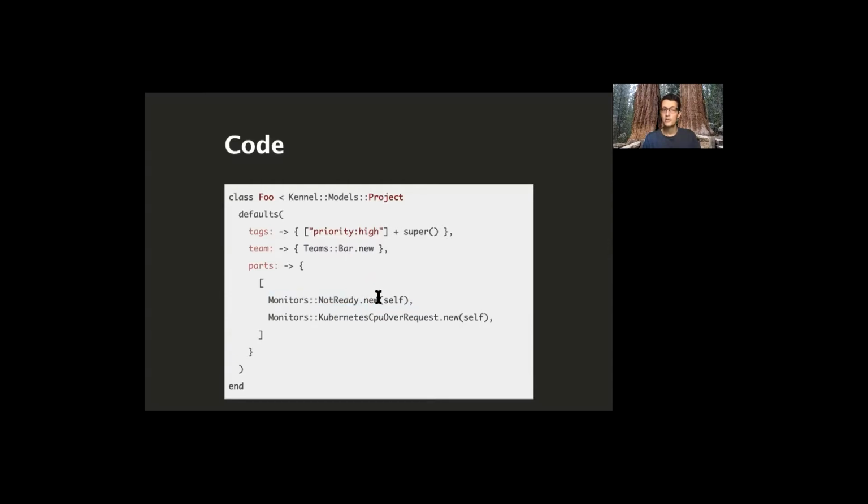And the nice thing is here, these are all reused. For example, we have a monitor that says, I want to be alerted on not ready pods for my project. The project is passed in as self, and if not ready pods are found, the team that this project belongs to is alerted. Another monitor is the CPU over requests monitor. This monitor will alert when, for example, auto-scaling didn't work or the project is unavailable.